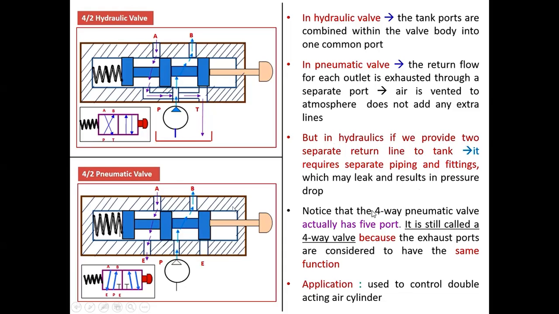Notice that the 4-way pneumatic valve actually has 5 ports. It is still called a 4-way valve because the exhaust ports are considered to have the same function. Application: used to control a double acting air cylinder. See the 4/2 hydraulic valve.